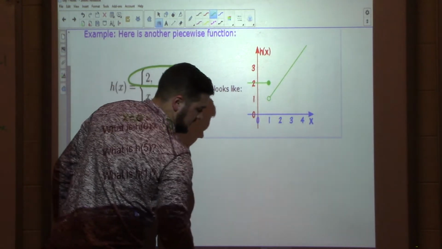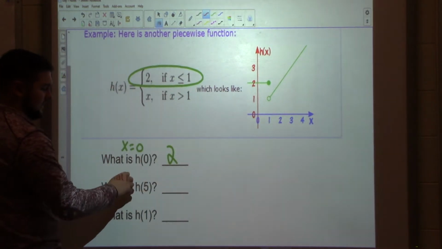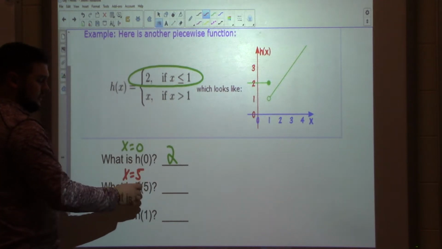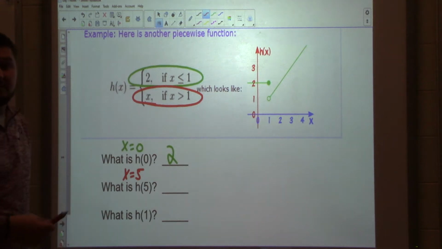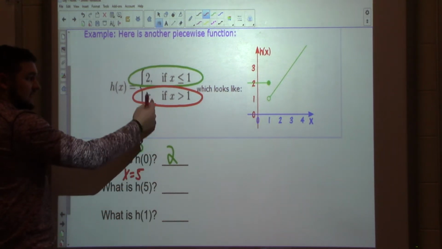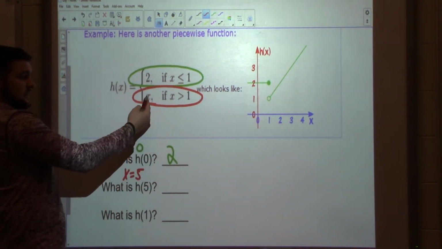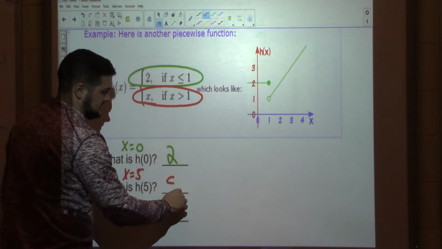Alright, so our second one, h of 5, so where x equals 5. Well, 5 is greater than 1, so I'm going to use the bottom part of my piecewise. Plug 5 in for x, right, and I get 5, because it's just x.